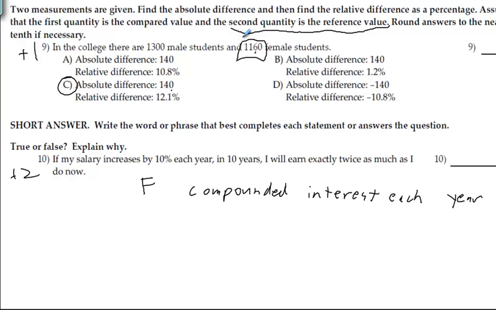Number 10, if you had 10% each year for 10 years, will you earn exactly twice as much? And the answer, it's false, because you get compounded interest. So the 10% increase the second year would actually be more than the year before, and then more and more. So it'll actually be way more than double your salary.